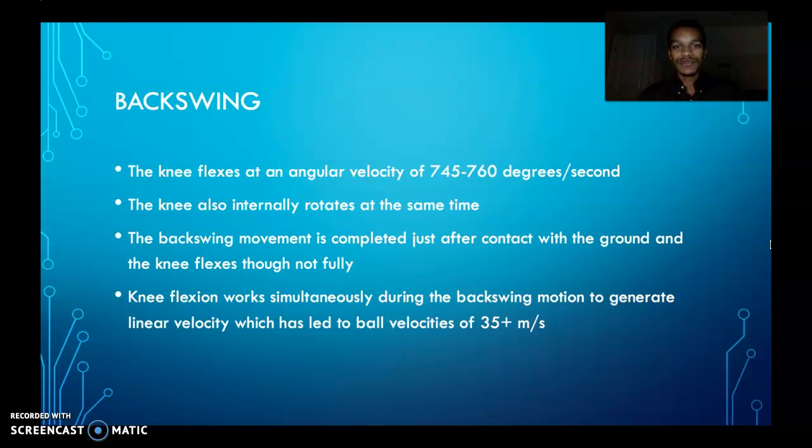The backswing movement is completed just after contact with the ground, and the knee flexes, although it doesn't flex all the way. And knee flexion works simultaneously during the backswing motion to generate linear velocity, which has led to ball velocities of 35 plus meters per second.